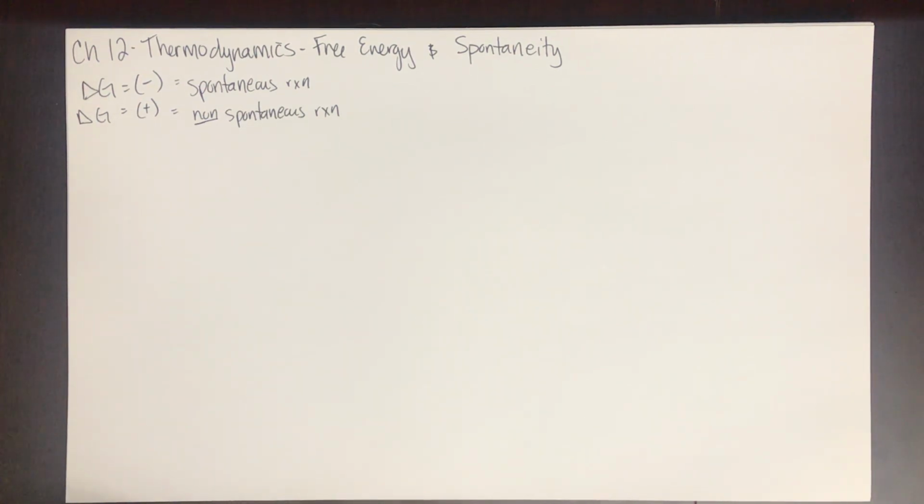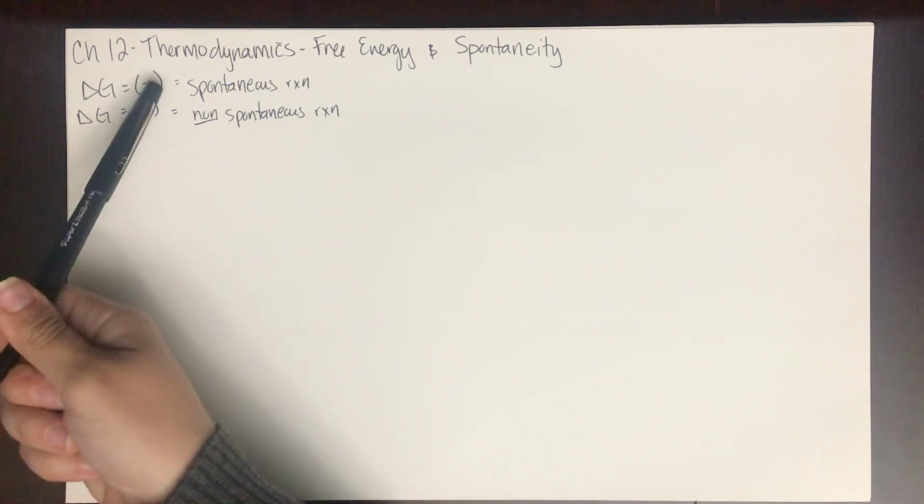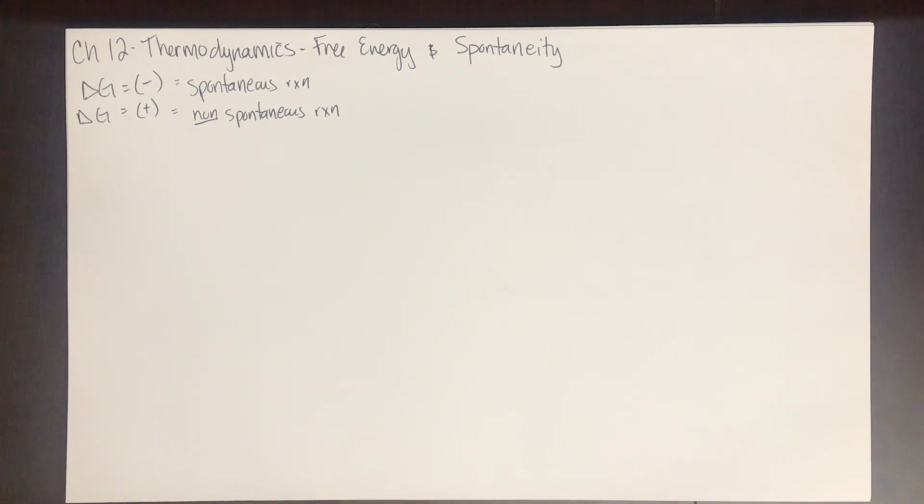word problems. If it says a favorable reaction has a delta G of 100, that would be negative 100 because it's favorable. If it says an unfavorable reaction has a delta G of 100, then that would be positive 100 because it's unfavorable. Spontaneous, non-spontaneous, favorable, non-favorable. You might hear those different terms.